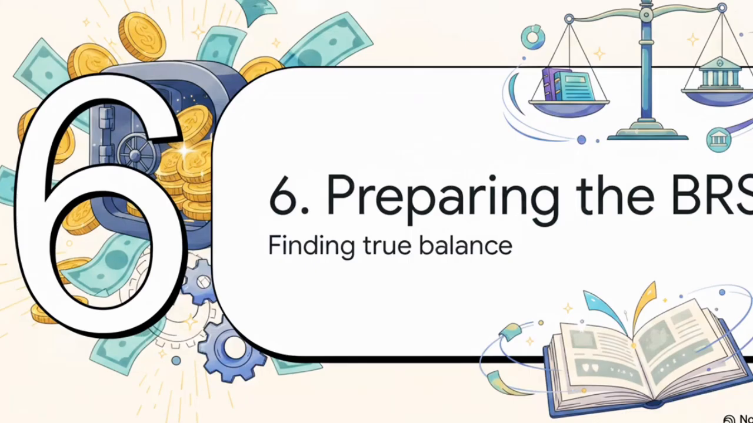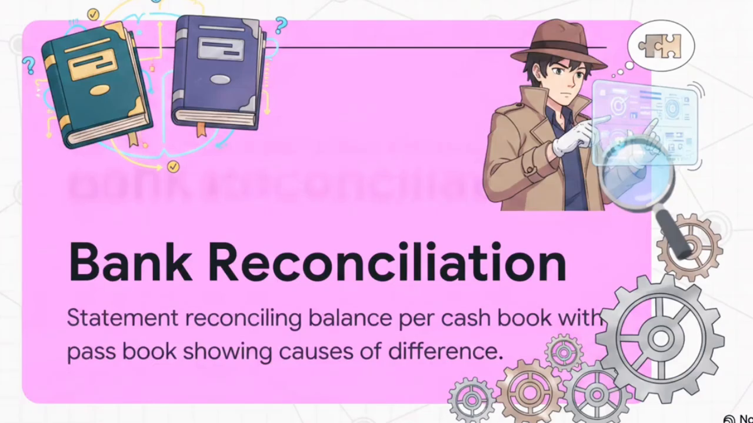Which leads us to our final section, Section 6, Preparing the BRS. This right here is the resolution to our whole mystery, the Bank Reconciliation Statement. This is a specific statement that reconciles the bank balance as per your cash book with the balance as per the passbook by explicitly listing out all the causes of difference between the two. Think of it as the ultimate detective's report.